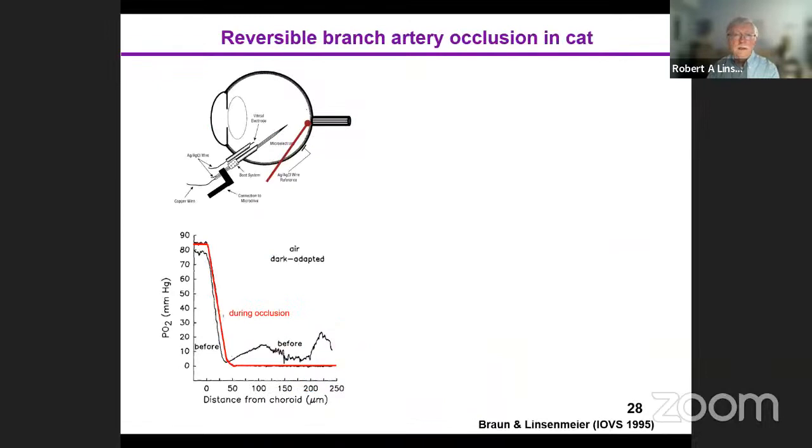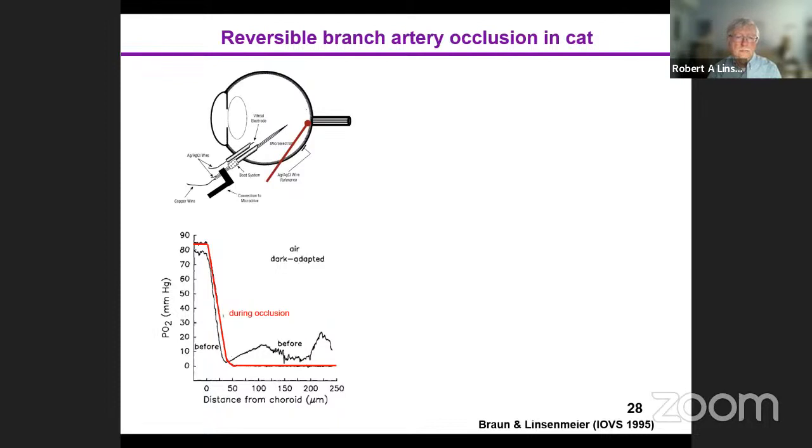So how did we do this? So here's a cat eye again. And what we did was to introduce another probe into the eye. This is just a glass probe with a little ball on the end that we could push on a branch artery at the optic nerve head and eliminate the retinal circulation in part of the retina that we could then record from with our microelectrode.